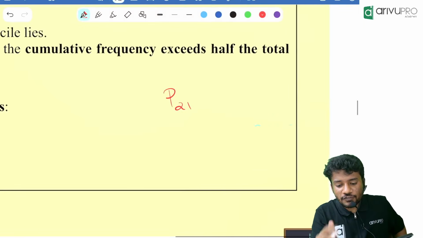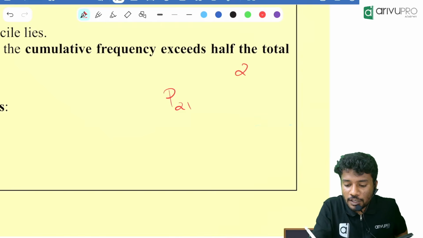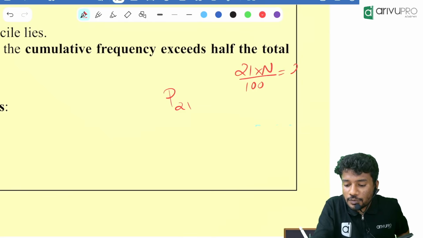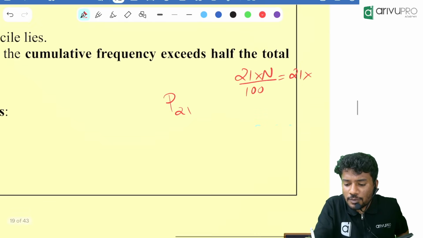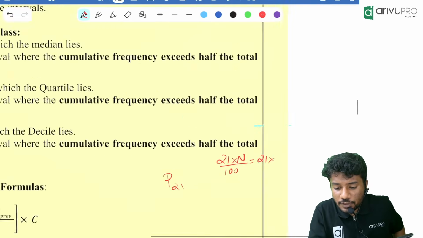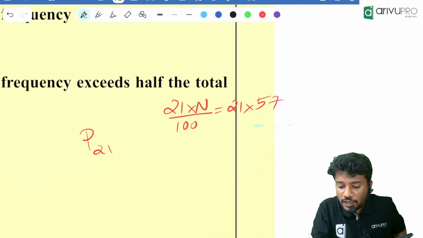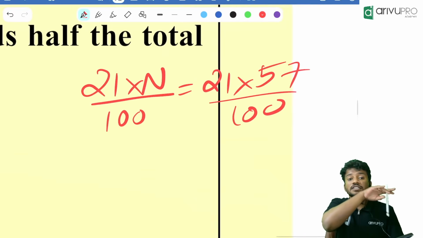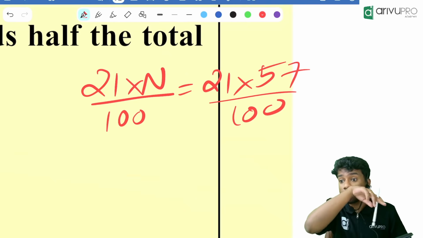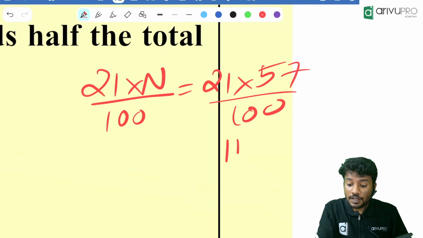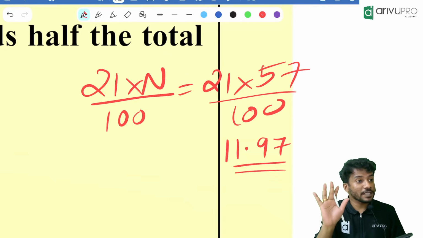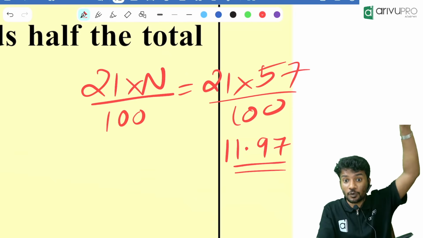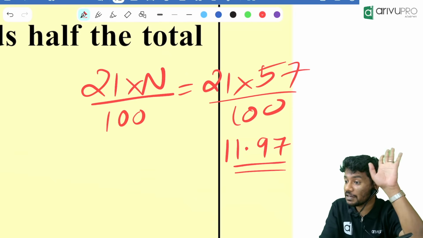In order to find P21, we should get what? 21 into n by 100. What is 21? 21 itself. N is how much in this question? N is given to be 57, divided by 100. Take your calculator and get me the answer. 21 into 57 by 100. How much is it? 11.97.